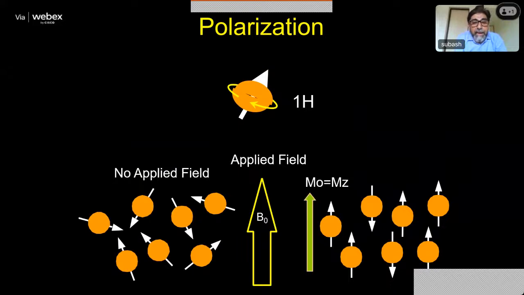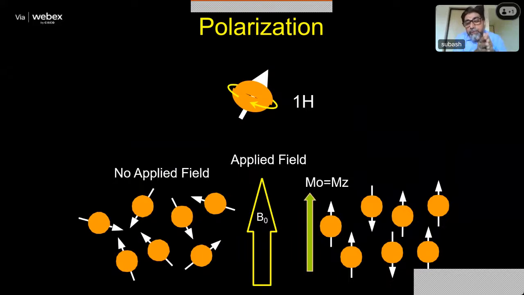And we have this sample on the left-hand side. You can see the sample when there's no applied field. All these hydrogen atoms in our body are randomly oriented, so there's no net magnetization in the body. So the net magnetization is 0.